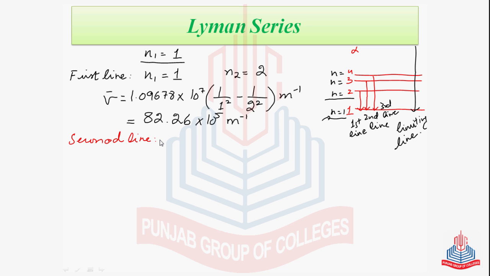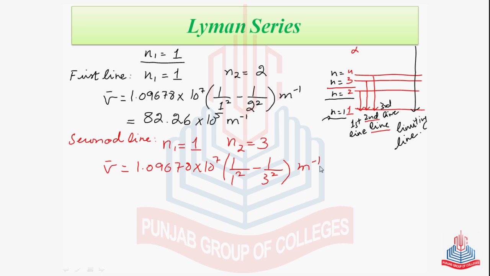For the second line, Lyman series की ही कैलकुलेशन है, तो N1 फिक्स है 1, N2 will be equal to 3. जो बात हम यहाँ पे समझ चुके हैं that this will be the second line. Again doing the same calculation, wave number will be equal to 1.09678 into 10 raised to the power 7. N1 square वही रहेगा 1 square, लेकिन N2 square अब हमारे पास 3 का square हो गया. And the answer now comes out to be 97.49 into 10 raised to the power 5 meter inverse.